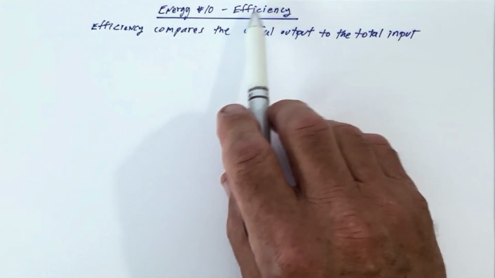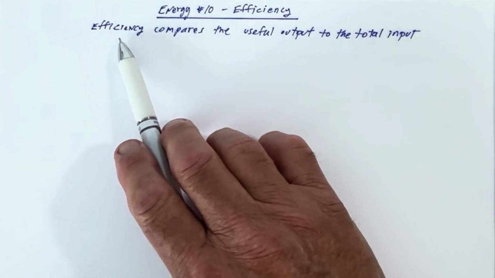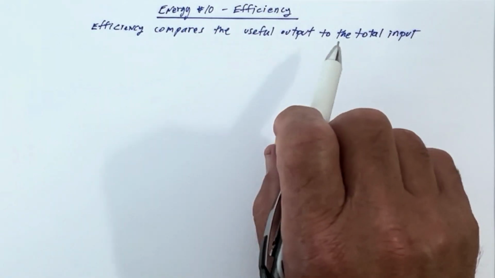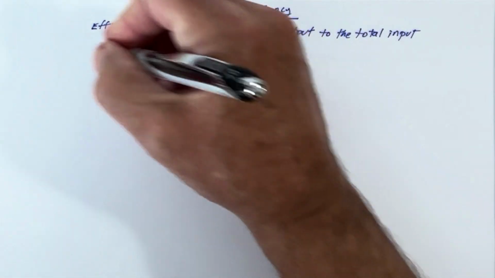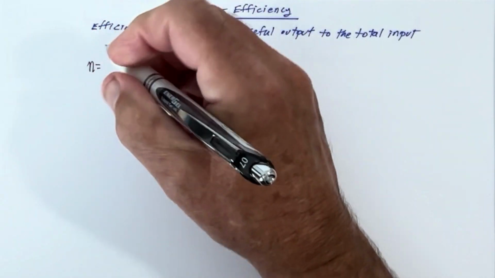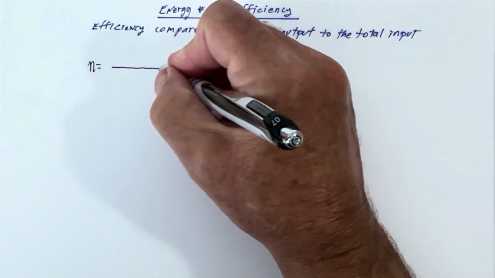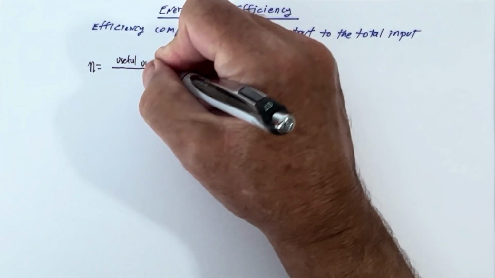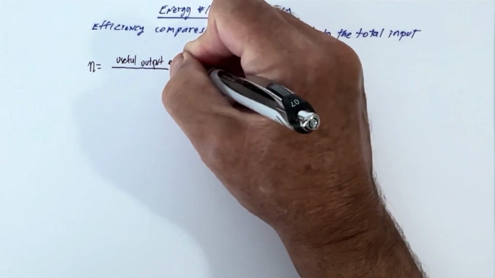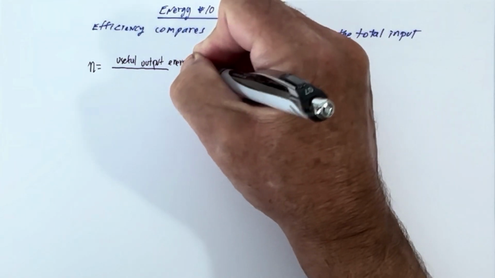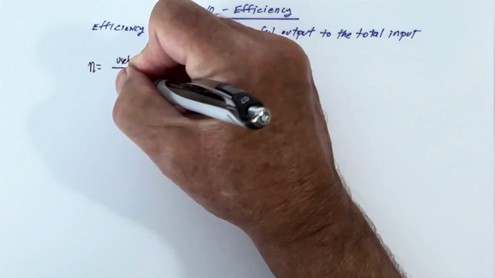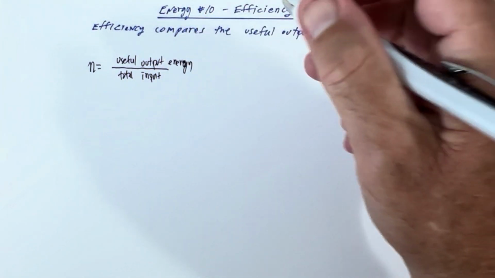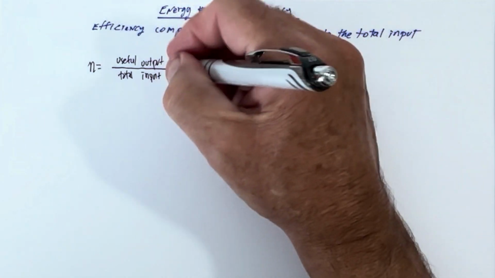Today I'm going to be talking about efficiency. The word efficiency compares the useful output to the total input. And we can write this with the Greek letter eta. It's a ratio: useful output energy divided by the total input. So it's a ratio. We can do this for energy.